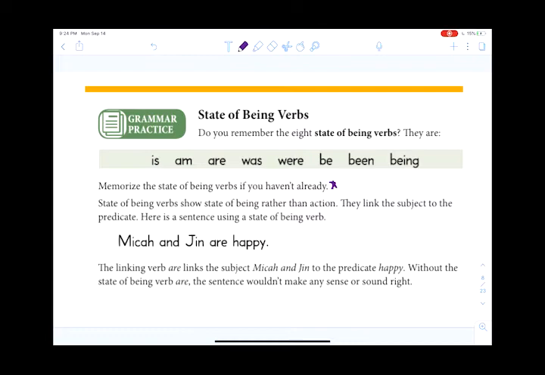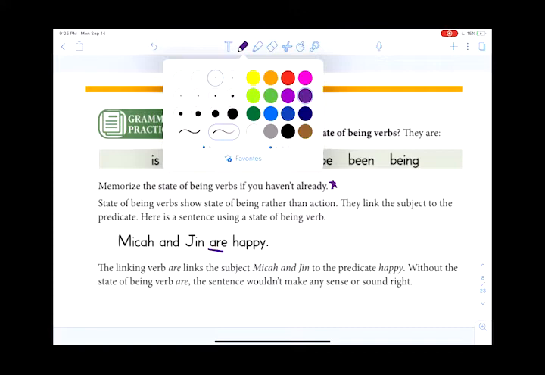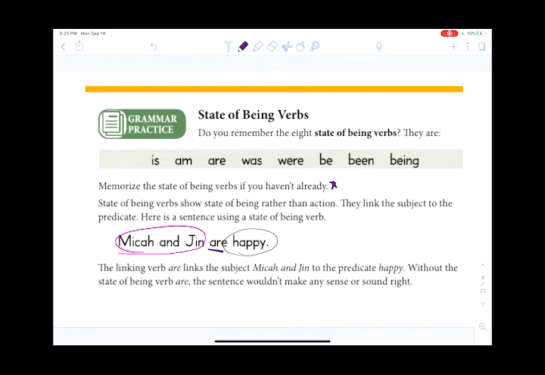State of being verbs show state of being rather than action. They link the subject to the predicate. They show that something is there and is existing. Here is a sentence using a state of being verb. Micah and Jin are happy. The linking verb are links the subject, Micah and Jin, to the predicate, which is happy. Without the state of being verb, the sentence would sound weird.